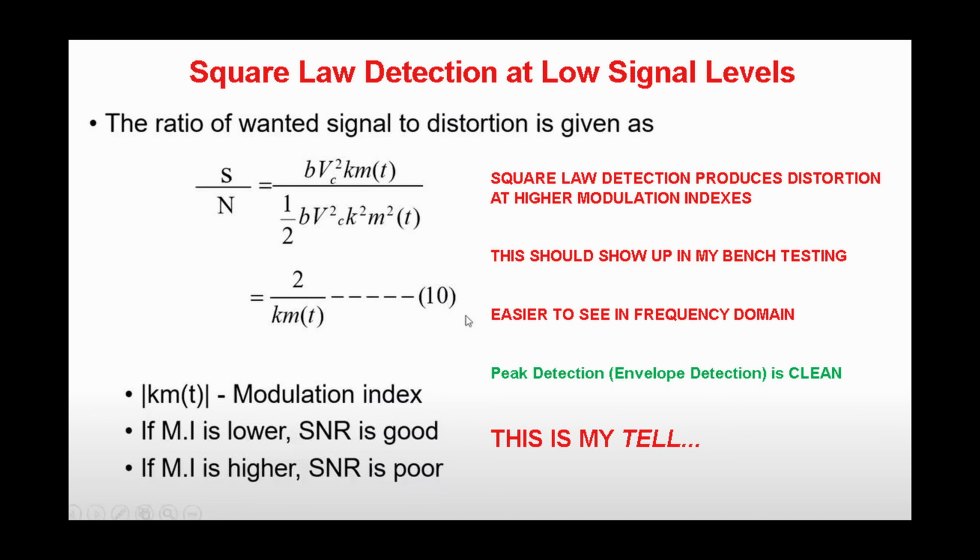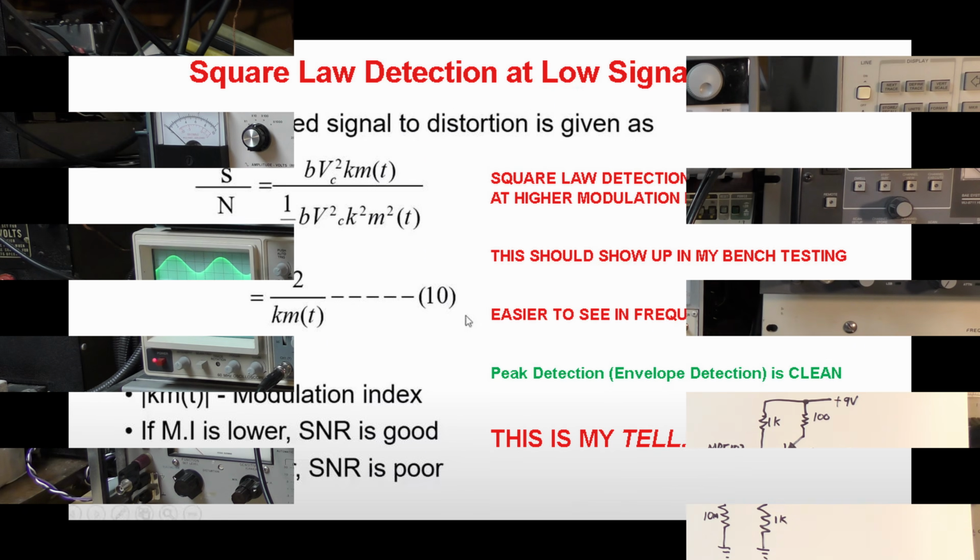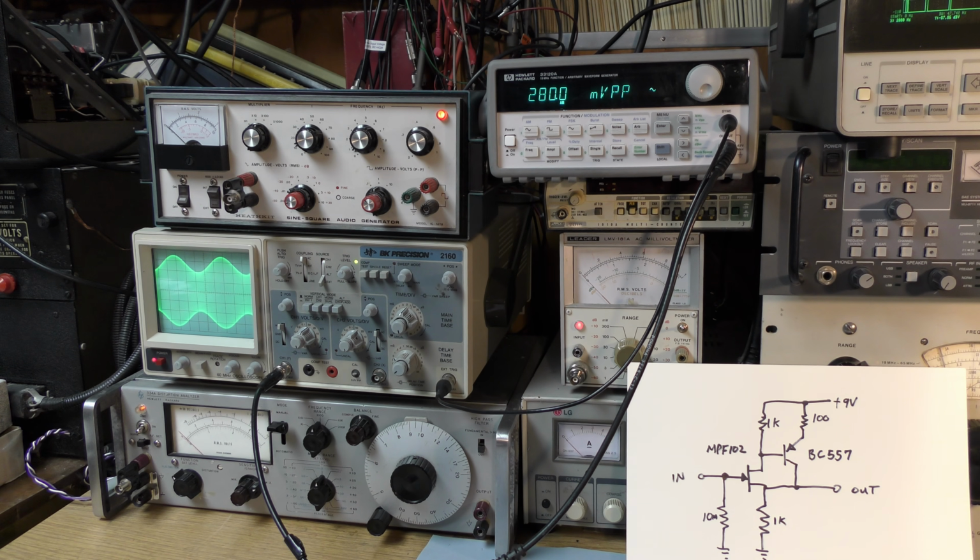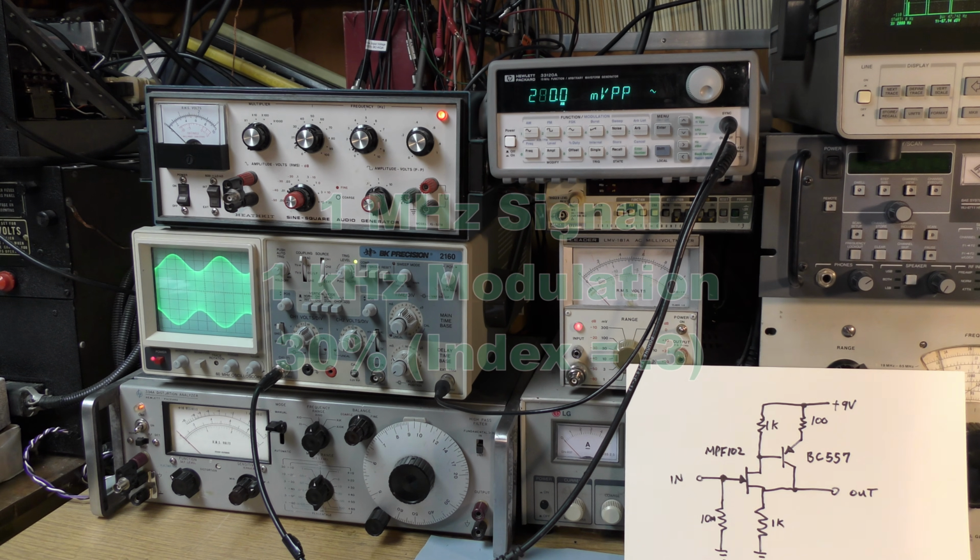These are the effects I'm going to be looking for on the bench. In the square law region, I'll be looking for lots of products, lots of distortion that increases with the modulation index. In the linear region, I'll be looking for much less distortion. So let's see if we can get this done on the bench. Let's do some quick validation on signal levels.